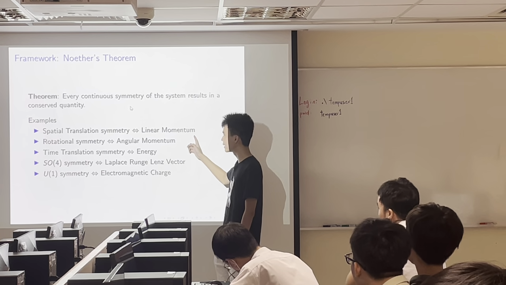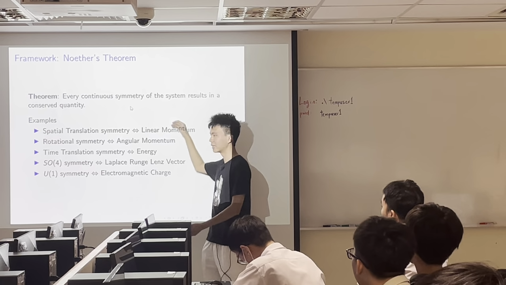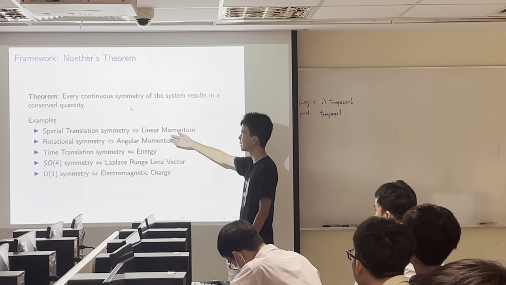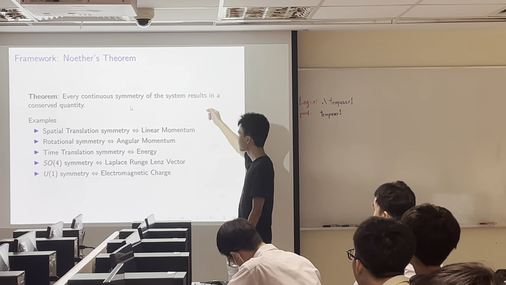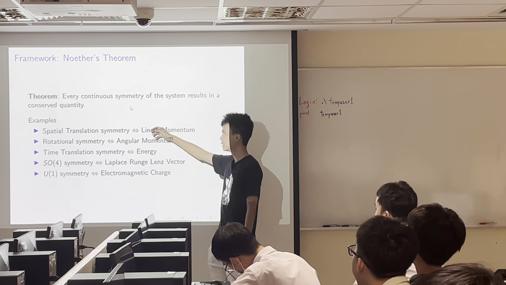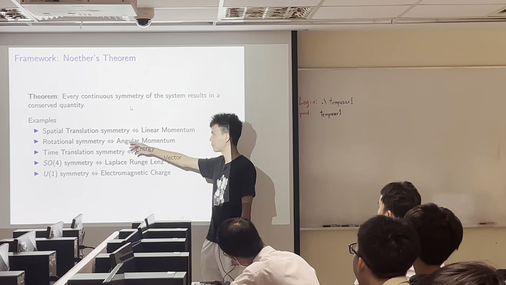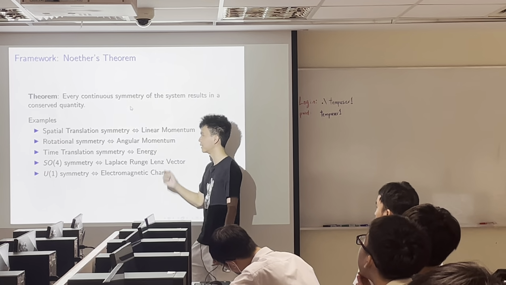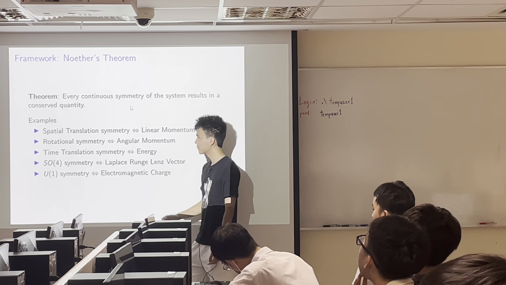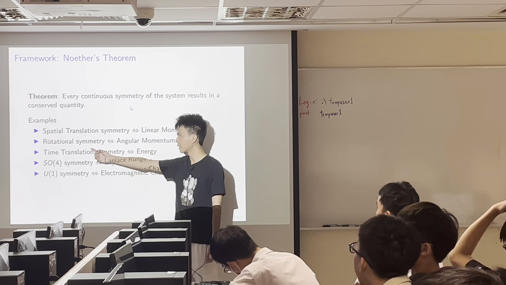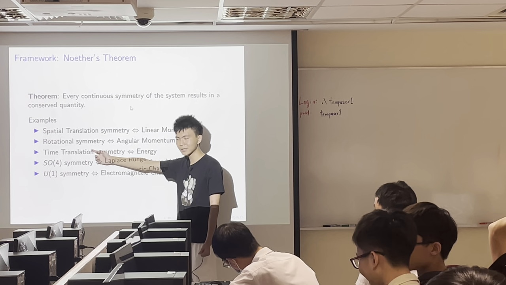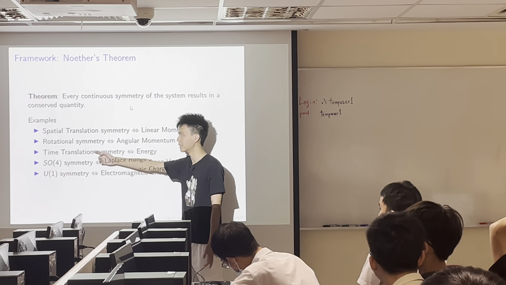So for linear momentum, it was spatial translation. An example of that would be that if I added a potential, the potential breaks spatial translation symmetry. So you no longer have conservation of linear momentum. Okay? And angular momentum corresponds to rotational symmetry. If you add a potential, but the potential is rotationally symmetric, you still have rotational symmetry, right?